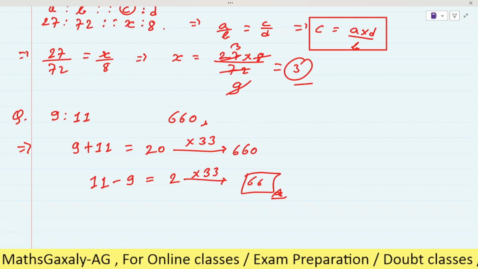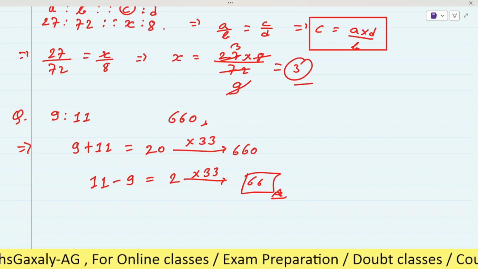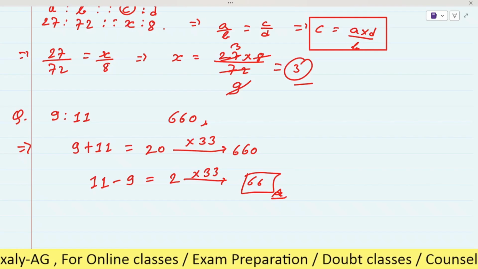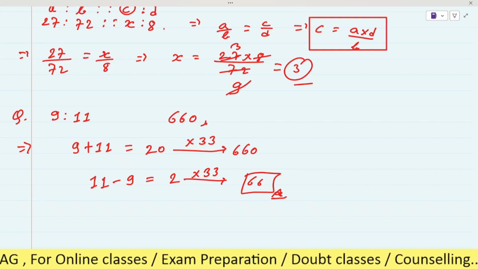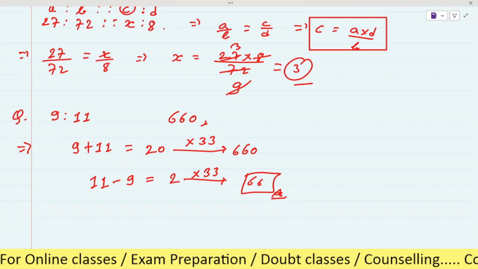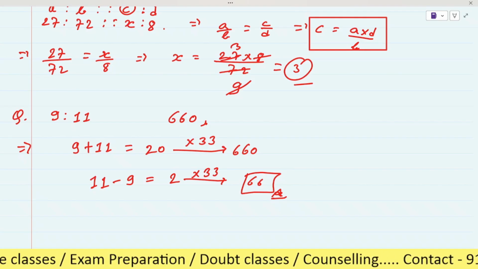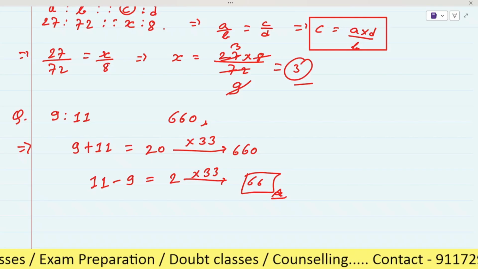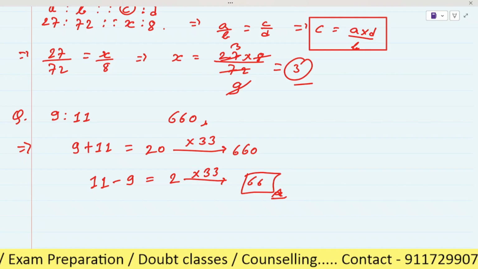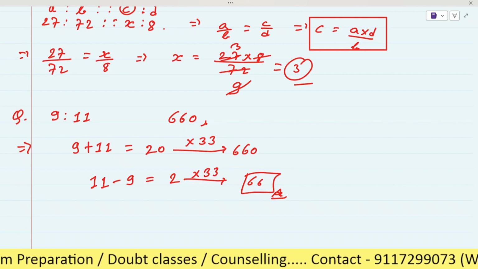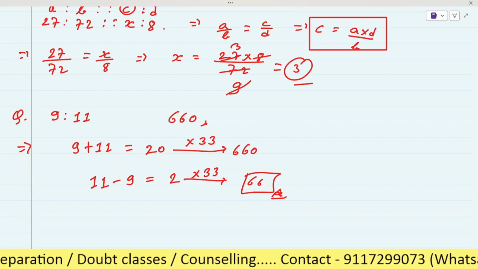When it will ask for the product, then at that time you have to do 11 into 9, which will be 99. And you have to multiply the 99 by 33. You will get the product of the numbers. Okay. So in this way you can easily do this type of questions. Okay, let me check some more questions.